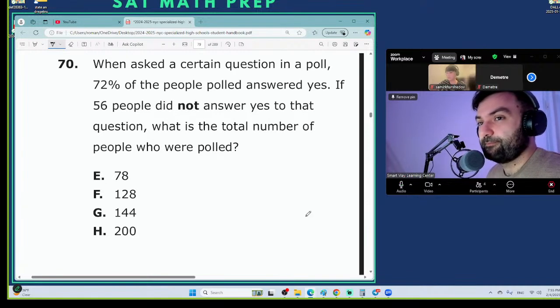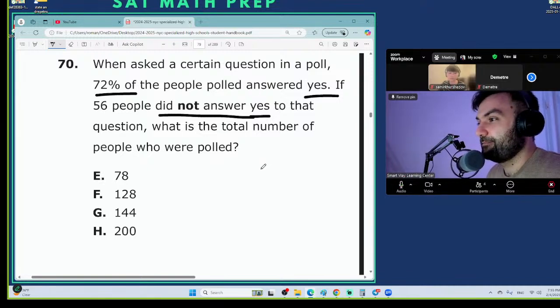So let's do it. When asked a certain question in a poll, 72% of people polled answered yes. If 56 people did not answer yes to that question, what is the total number of people who were polled? What does it mean, did not answer yes? They said no. Yes, they said no. Did not answer yes is another way of saying said no, right?